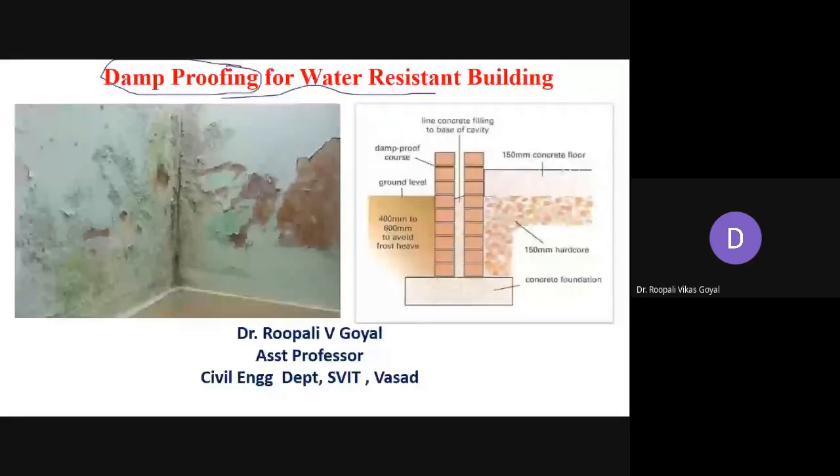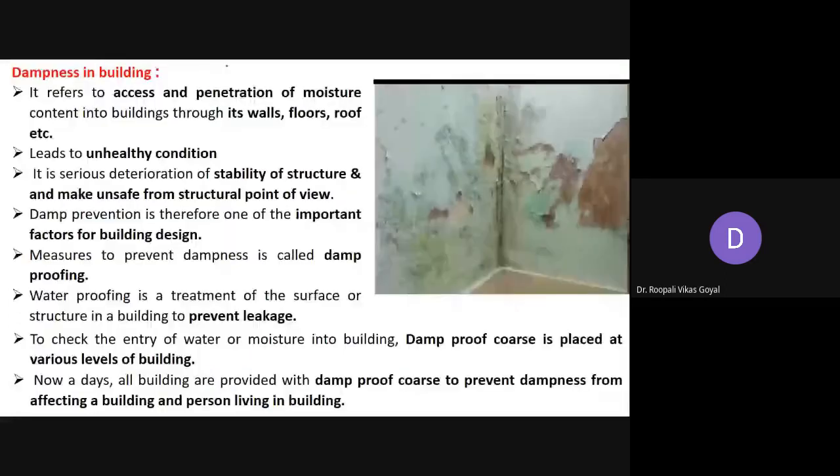So basically this dampness of the building refers to the access and penetration of the moisture content into the building through its wall, floor or roof. So roof, wall ya floor mein se agar paani aata hai, then it may be causing dampness in your building. So that will lead to unhealthy condition, and it will also seriously affect the stability of your structure. So from structural point of view, it will make your structure unsafe.